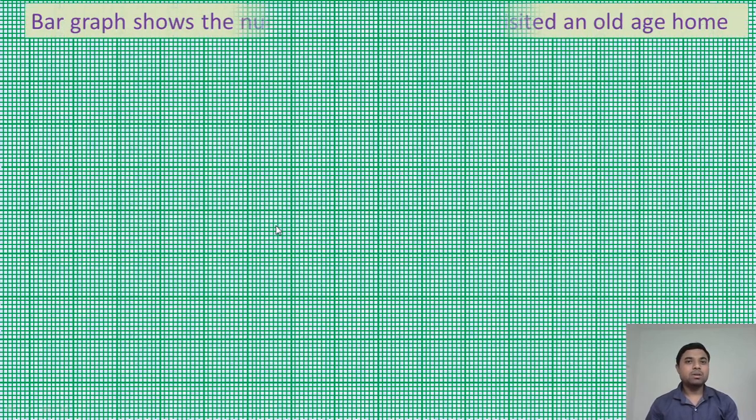Now what you have to do? First you have to give a title. So first write this on the top of the graph paper: Bar graph shows the number of students who visited an old age home. This is the first step. Next, what you will do?